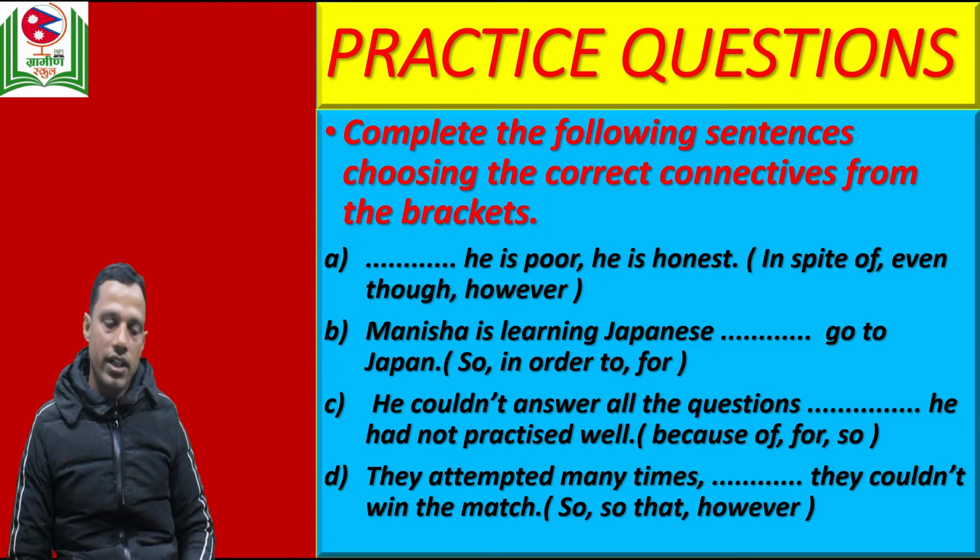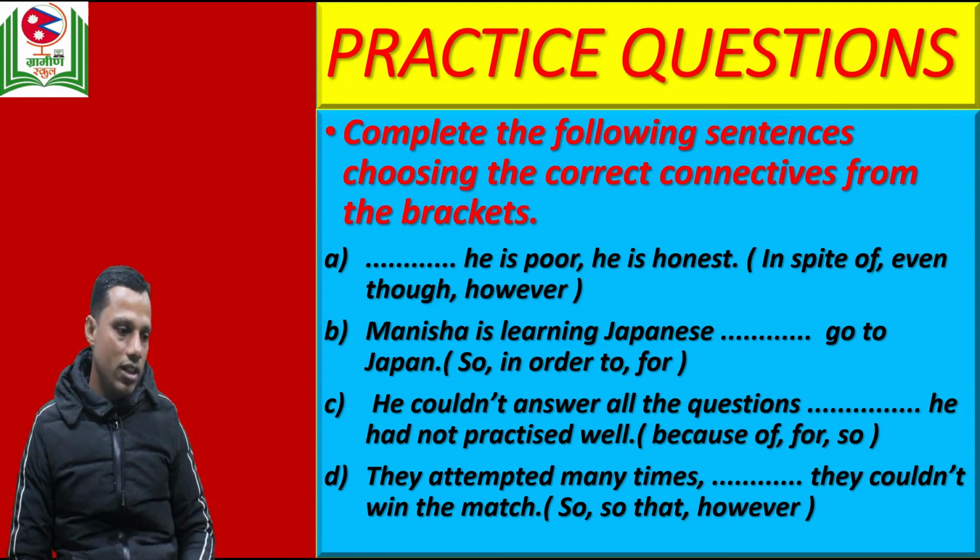He is poor, he is honest. Now, first of all, please try with all the given options. In spite of, he is poor, he is honest. Even though he is poor, he is honest. However, he is poor, he is honest. Now, which option do you think is right? Yes, sure, you are right. Even though he is poor, he is honest. We have this second option is right. Even though he is poor, he is honest.